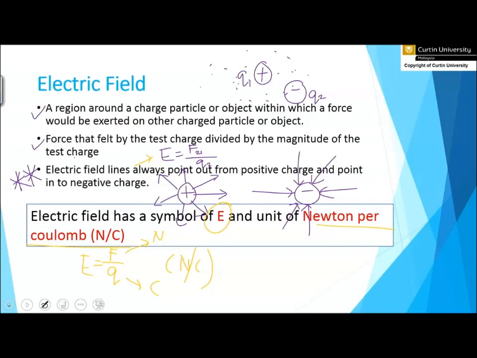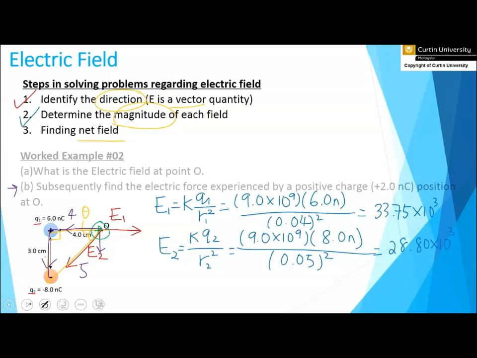Okay, recall back to here. Since E equals F divided by Q, rearranging, we have electric force equals Q times E, in which this is the position O, this is the electric field at position O, and this is the charge placed at position O. Correct.